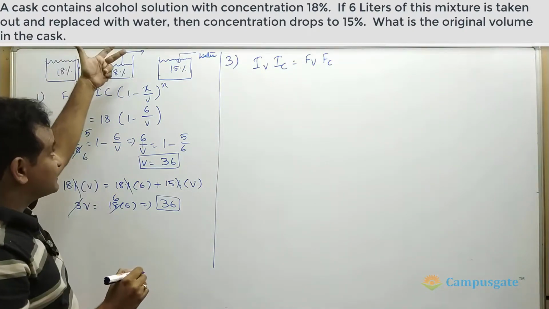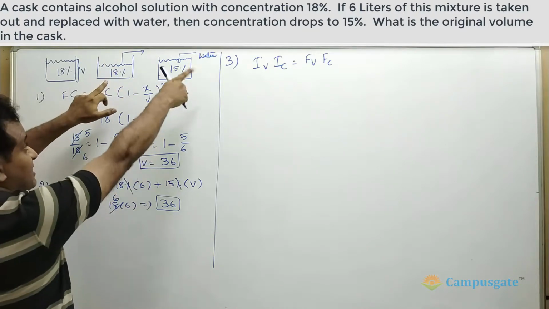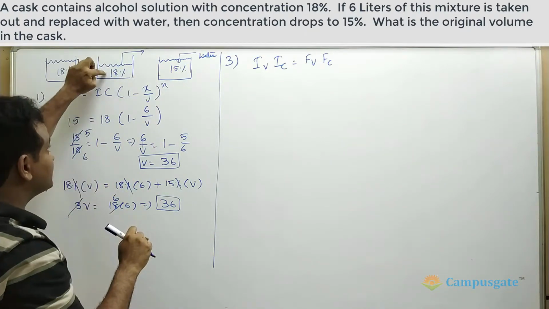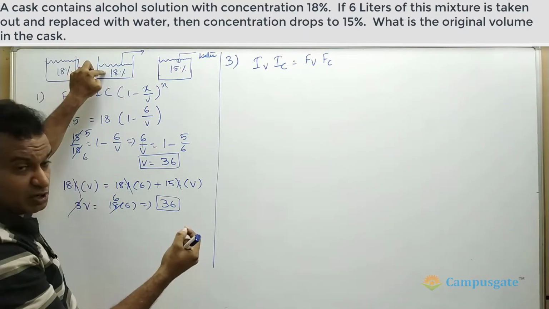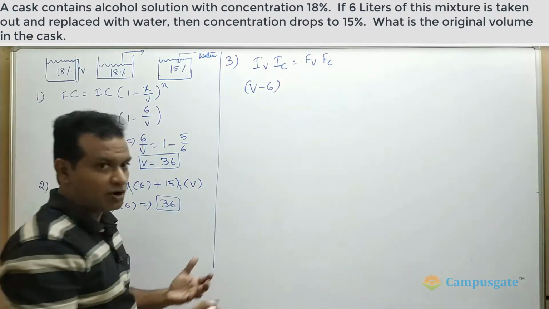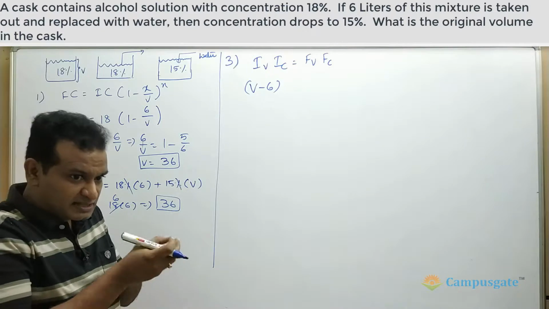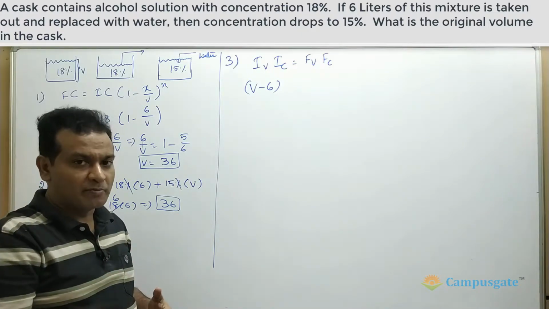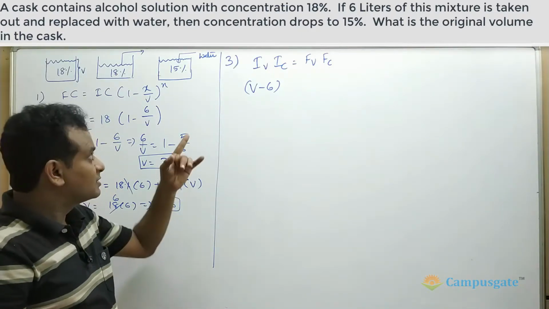After the removal of 6 liters, then we started adding the pure water. That means here we have to take as the initial volume. So initial volume is V minus 6, right? After the removal of the 6 liters, that means just before the addition of the pure component, you should take it as an initial volume.